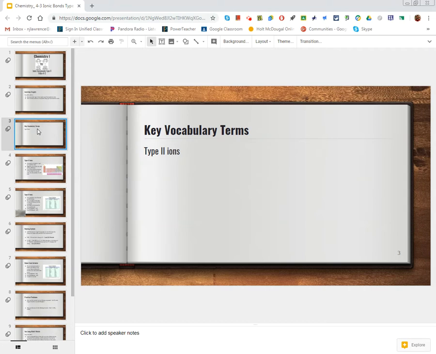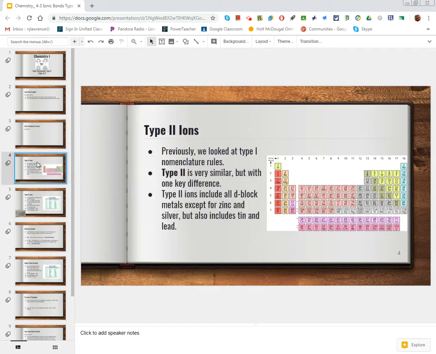Really this video is just an add-on or a second version of what you learned in the last video, our regular ionic naming nomenclature. Previously, we looked at the type 1 rules, where we just named the element in the cation version, and then we just named the anion, and we added the ending -ide. So we had things like sodium chloride or lithium bromide. This type 2 is very similar, except there's only one difference.